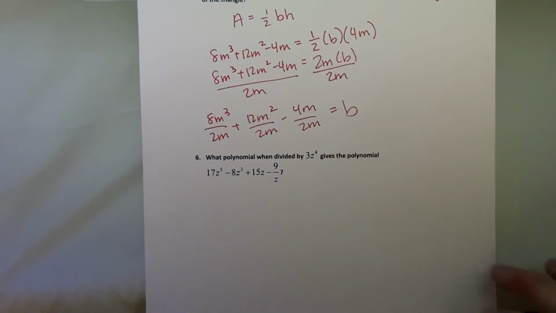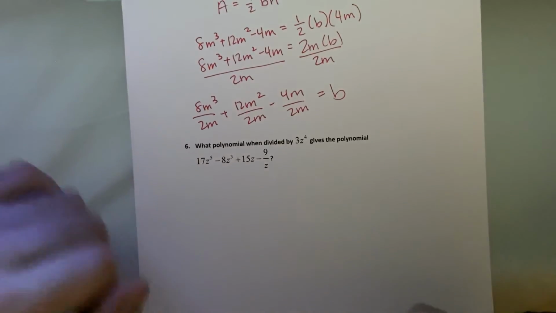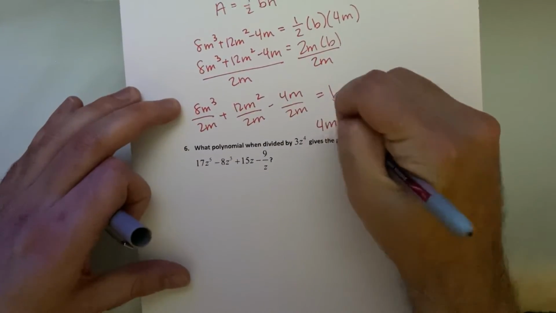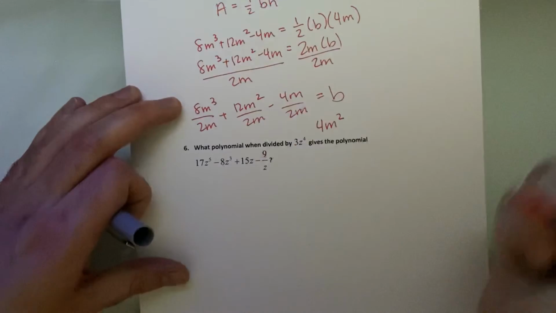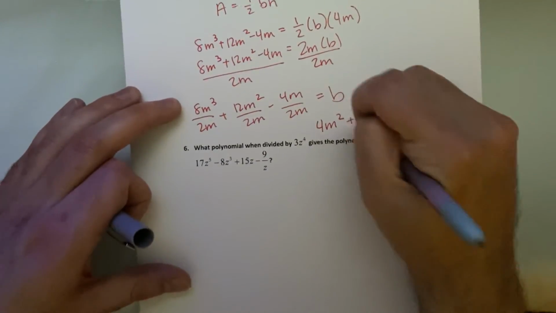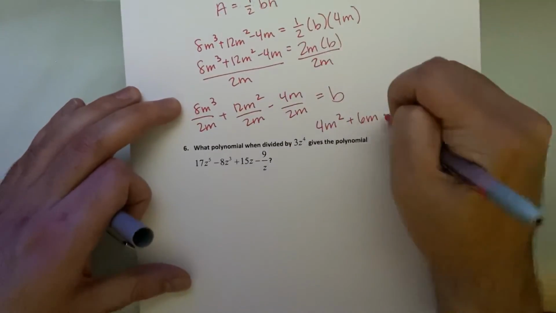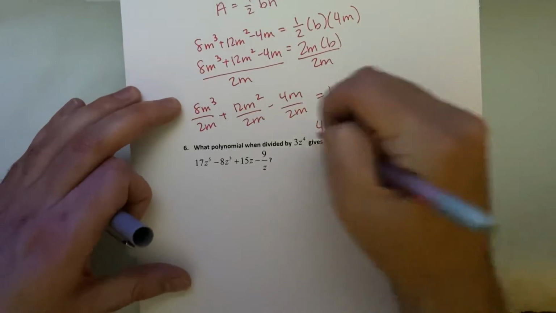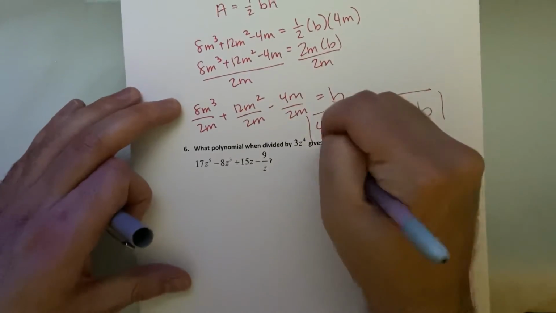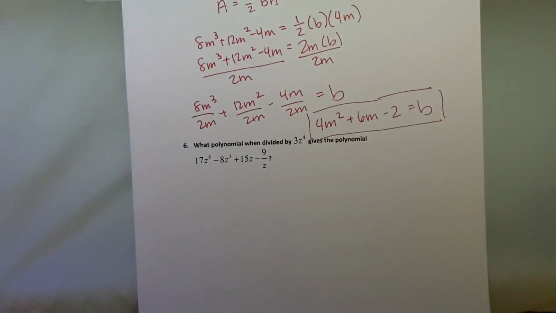Like that. 8m cubed divided by 2m is 4m squared. 12m squared divided by 2m is plus 6m. 4m over 2m, minus 2. So my formula for the base, or length, is 4m squared plus 6m minus 2.